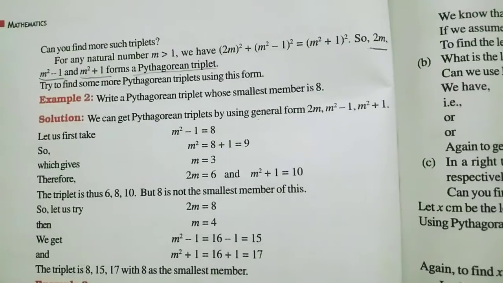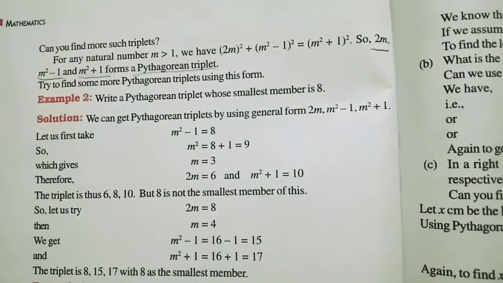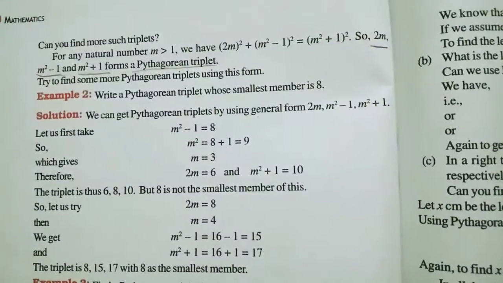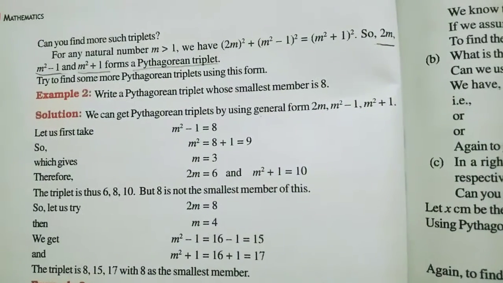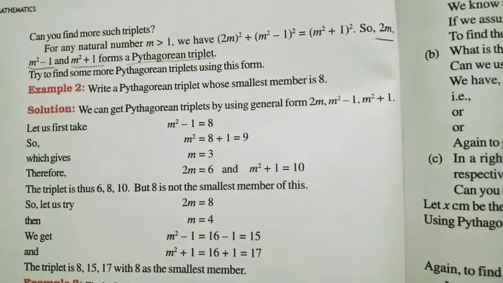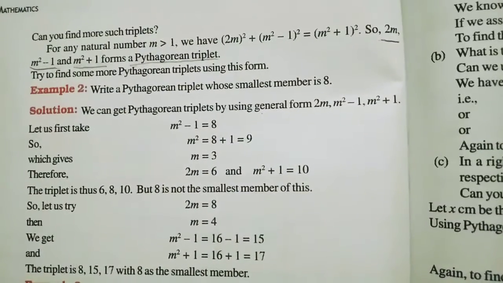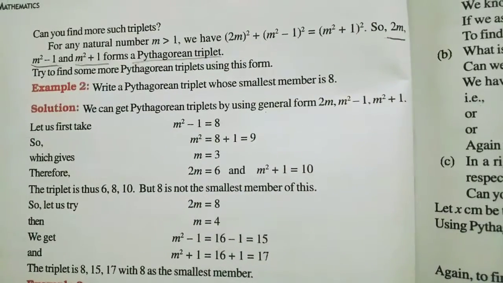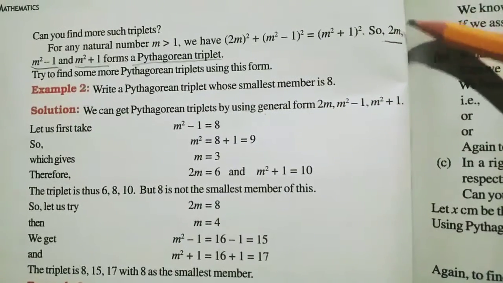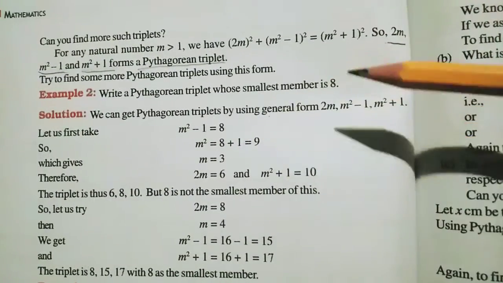So now what is m? m is the smallest number. Okay, see here, m is any natural number greater than 1. So m can be any number. You have to take that number from the question, because in the question that number is given. With the help of that number you have to find the other two numbers. Okay, one value will be given.